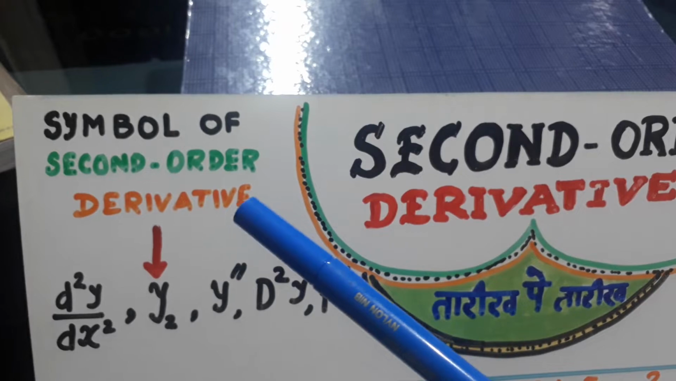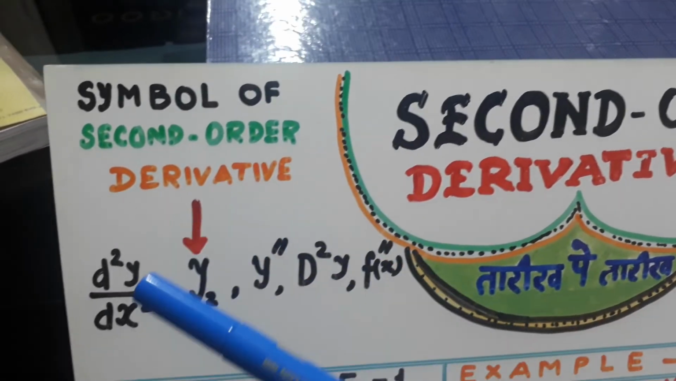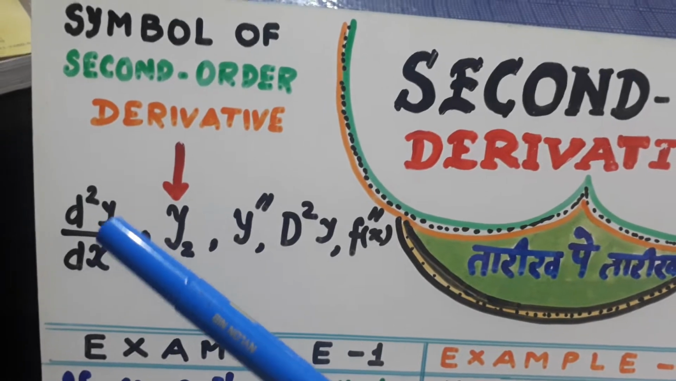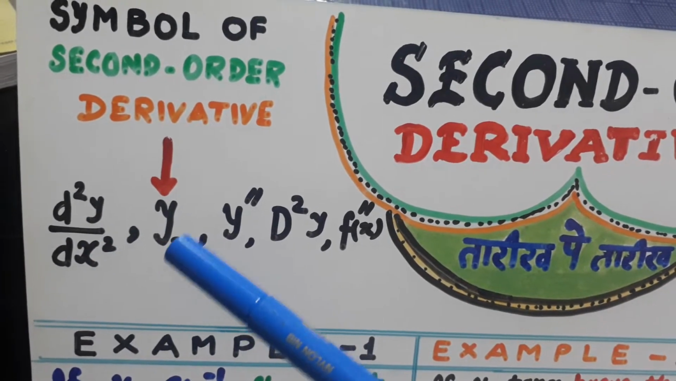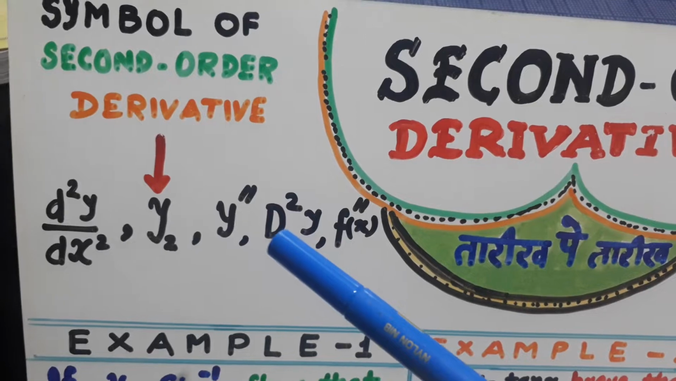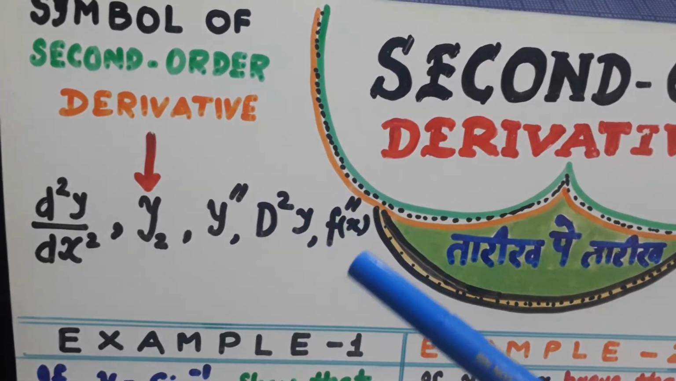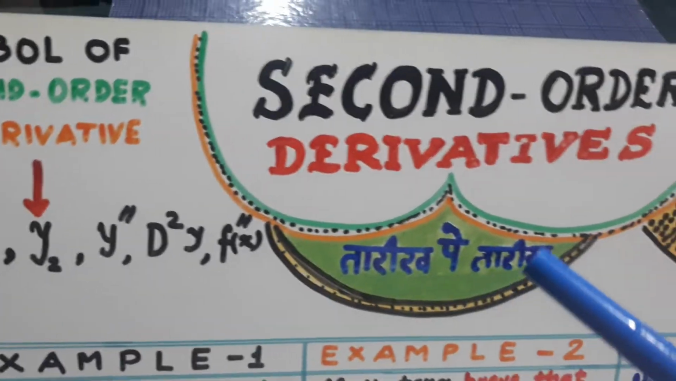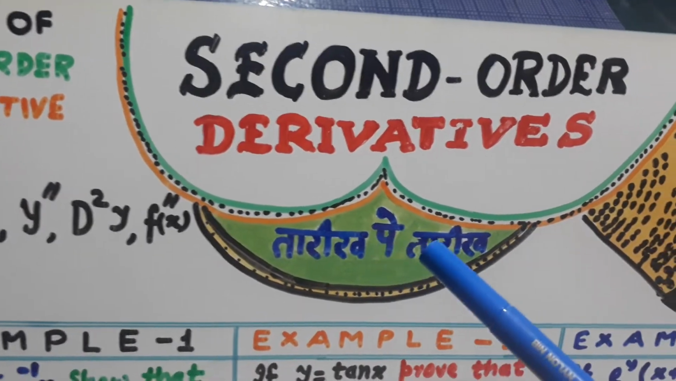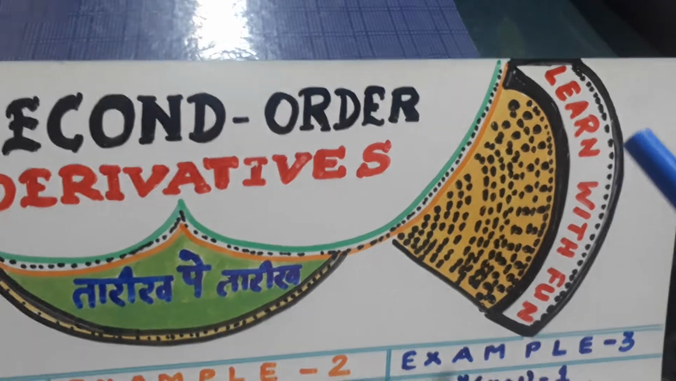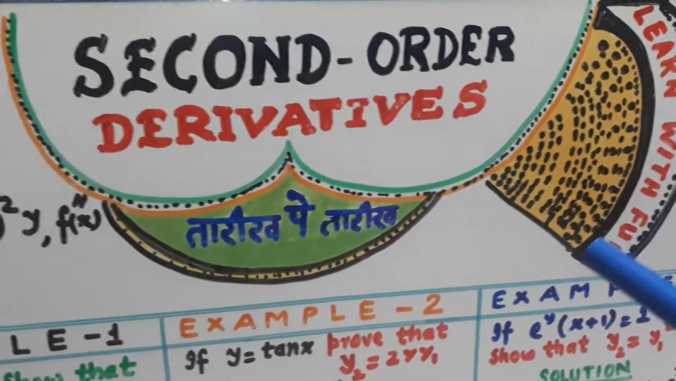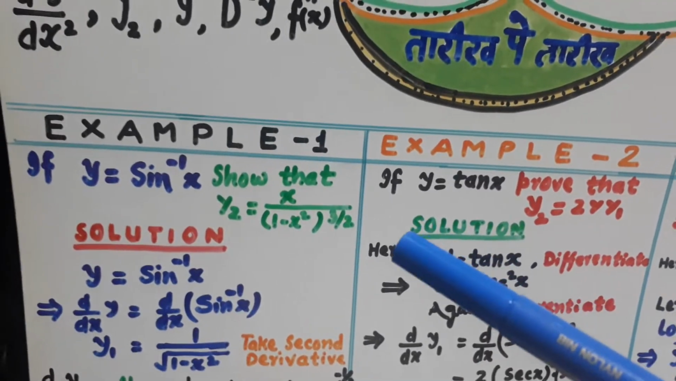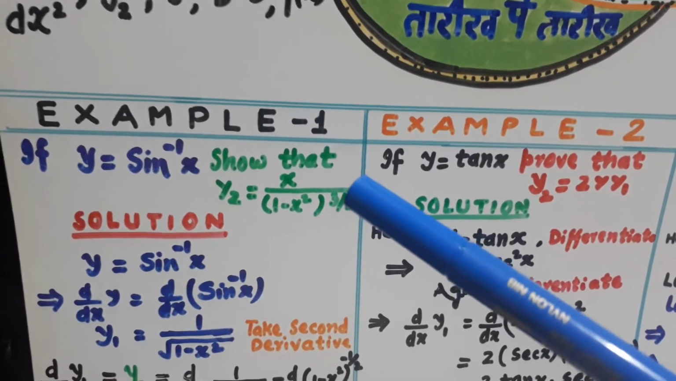Look here, symbol of second derivative. It can be written like this: d2y dx square, or y2, or y double dash, or capital D square y, or f double dash x. Second derivative means तारीख पे तारीख. Now let us learn with fun. So I'll be taking up few examples, and you will find that they are very, very easy.